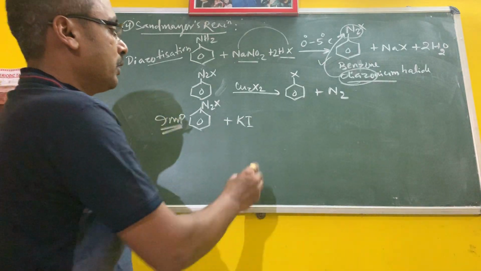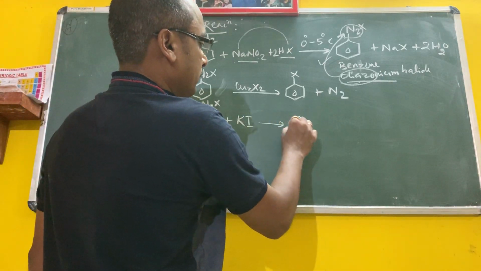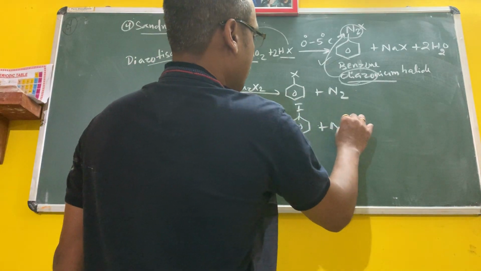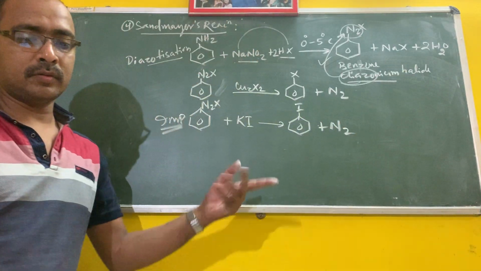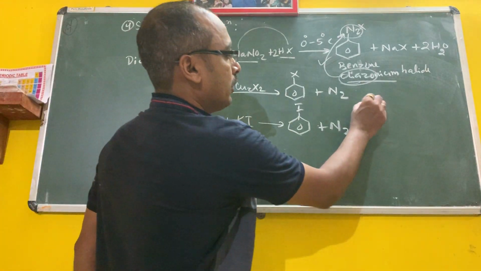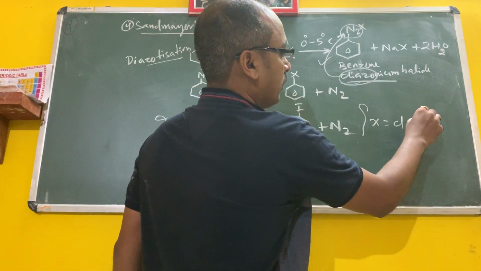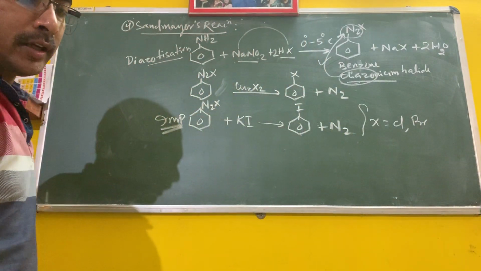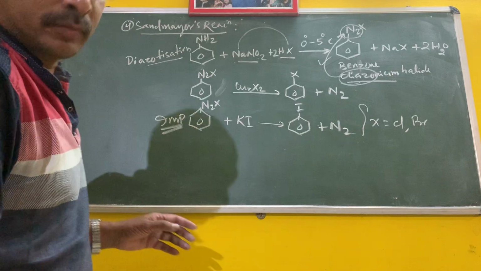For preparation of iodobenzene, it will form iodobenzene, and N2 is lost and removed. Here X is chlorine or bromine. Clear?